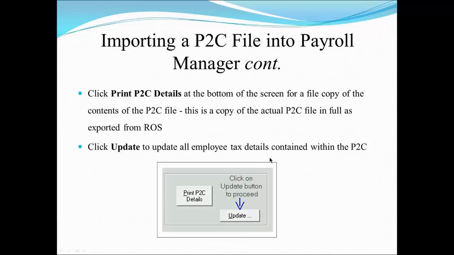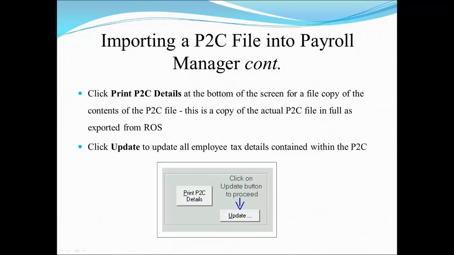Once your employee details are displayed on screen, we recommend clicking Print P2C Details at the bottom of that screen so you can print out a file copy for yourself. This will be an actual copy of the P2C file in full as you have exported it from ROS. It's handy to have a file copy just to refer back to should you ever need it. Then once printed, all you need to do is click Update, and this will update all your employee tax details that are contained within the P2C file. That will update the revenue details section of each employee's record for you.